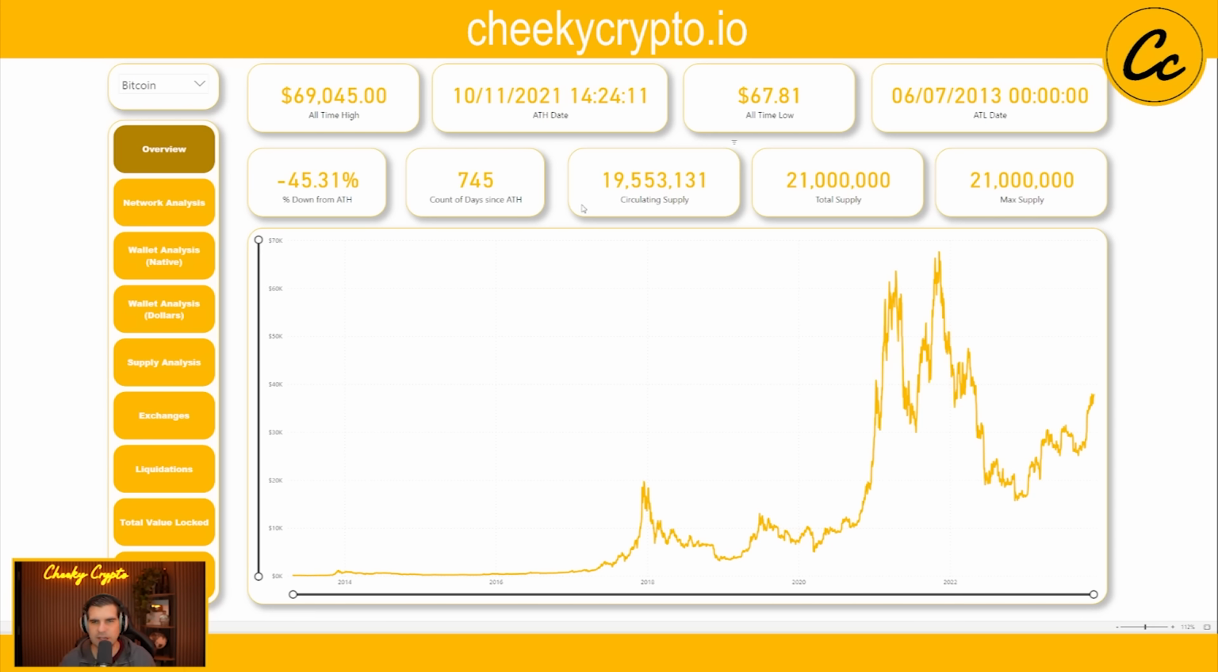Now, this is what's really interesting, the supply here. So we have 19.553. Okay, so 19.5 million Bitcoin in circulating supply out of the 21 million. So we have less than 1.5 million still to be mined. Okay, this is really important. The majority of the Bitcoin supply is already out there.